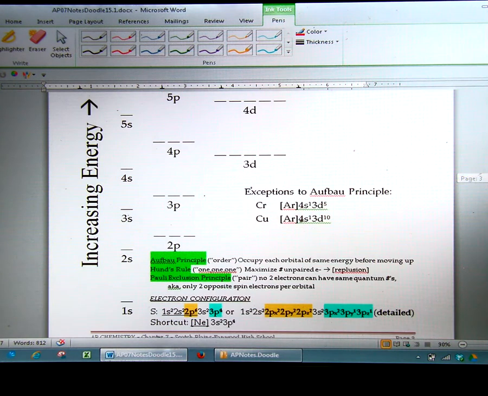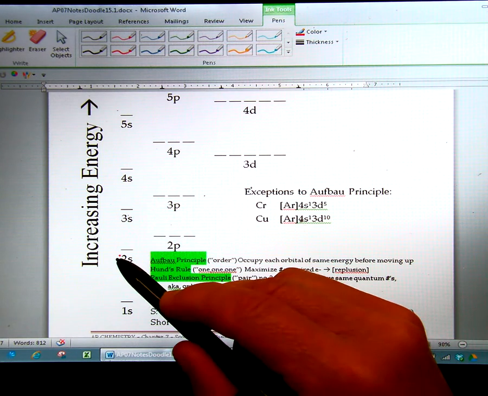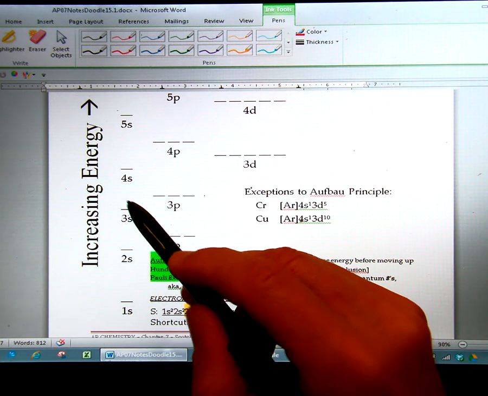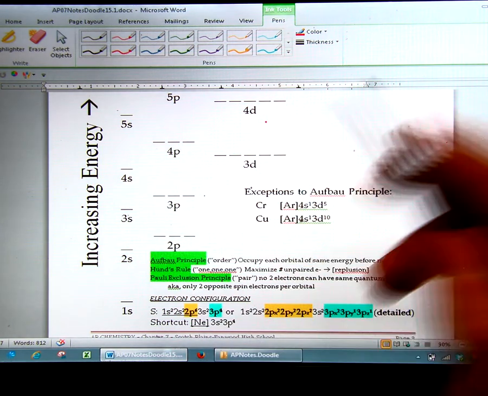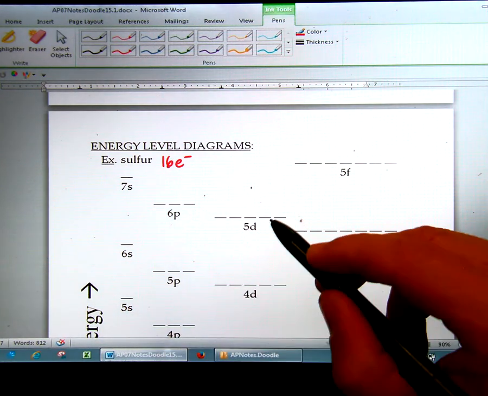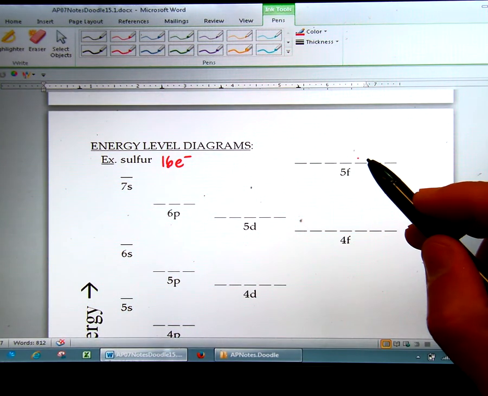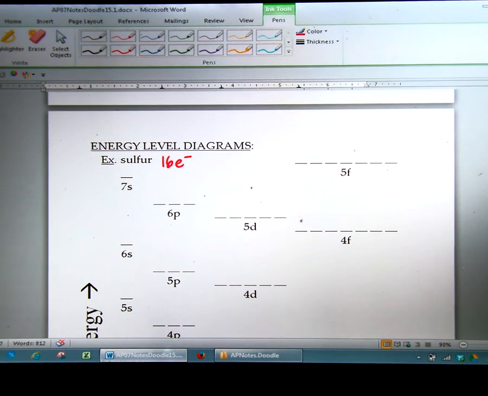We also learned that energy level 1 only has S. Energy level 2 has S and P. Energy level 3 has S, P, and D. And energy level 4 has S, P, D, and F. Energy level 5 also has S, P, D, and F. However, even though it also has a G, no elements are going to use that G orbital because it's not necessary. We don't even have enough electrons to fill a G orbital.